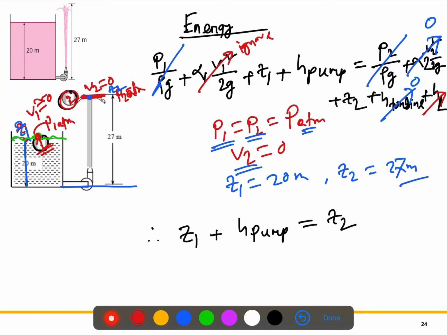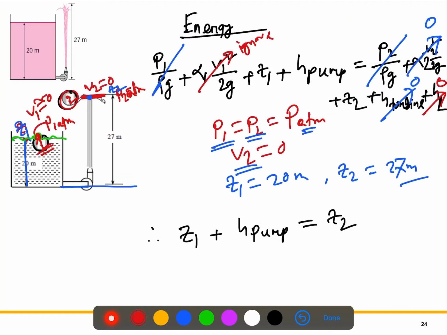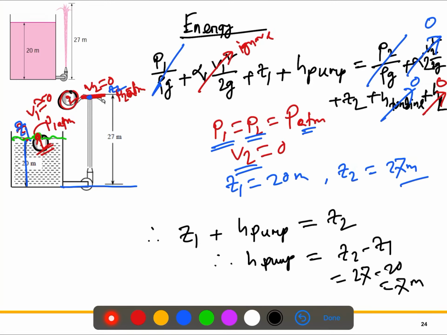Here we will use the head loss as 0, because if you look at the question, it says determine the minimum pressure rise supplied by the pump of the water. So to get the minimum value for the required pressure rise, we consider there is no head loss, so the head loss is equal to 0. So we got z1 plus the pump head equals z2, or we can say the pump head equals z2 minus z1, or 27 minus 20, so 7 meter. So that's the pump head we got.